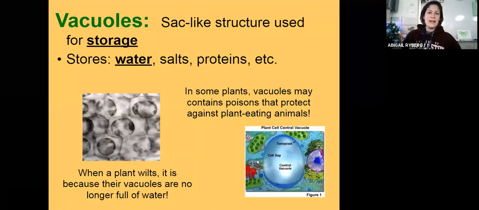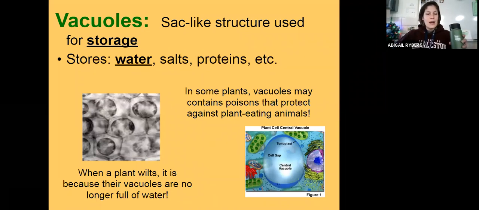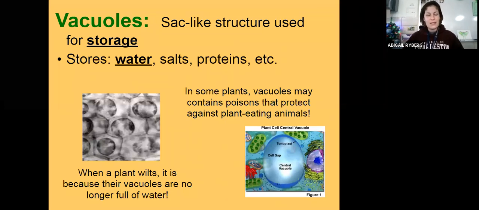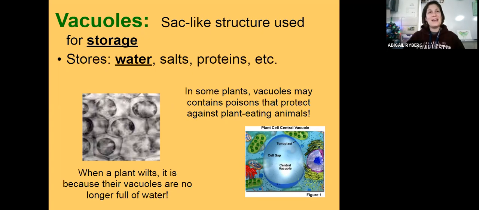Vacuoles are sac-like structures used for storage. So if I think of vacuoles as just kind of a big open space, it can store lots of things. Vacuoles are most common and most prominent in plant cells, actually. So the vacuoles in a plant cell can store water, salts, proteins, any materials that need stored. In some plant cells, there's a vacuole that can contain a poison to protect against plant-eating animals.